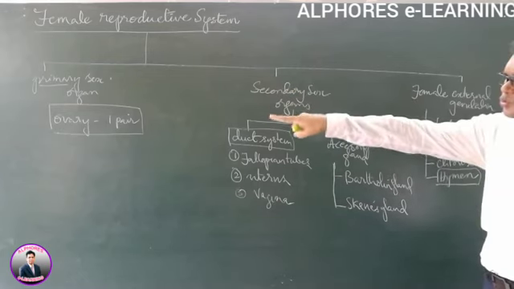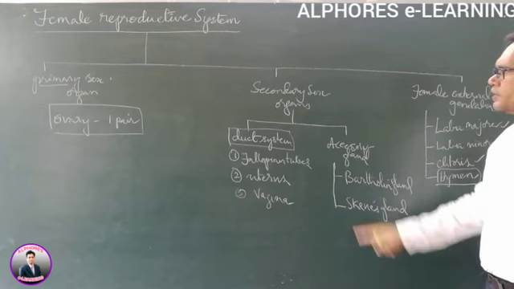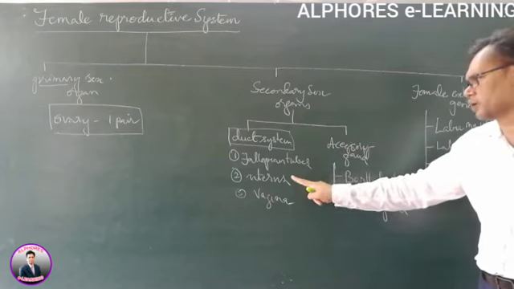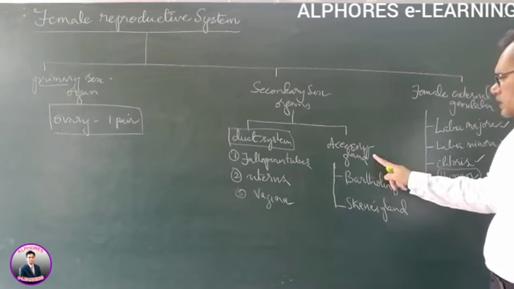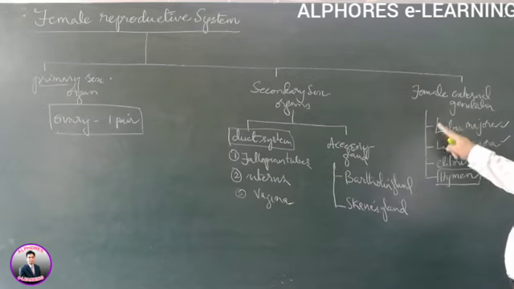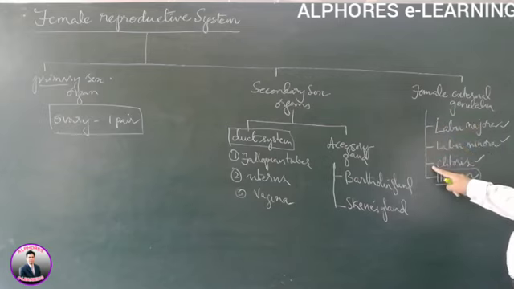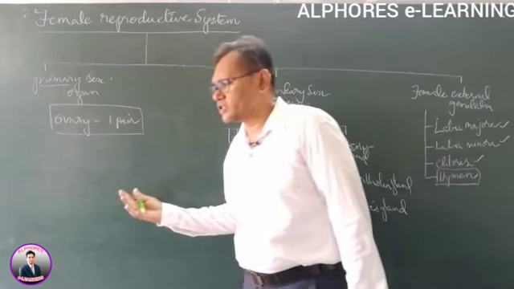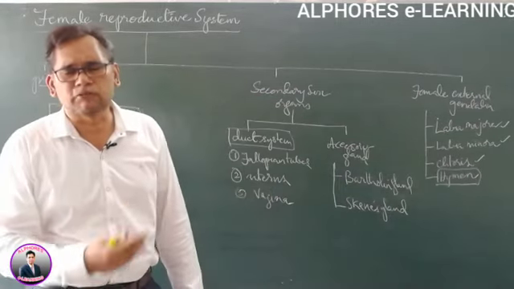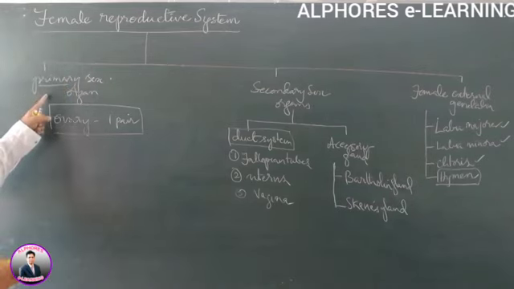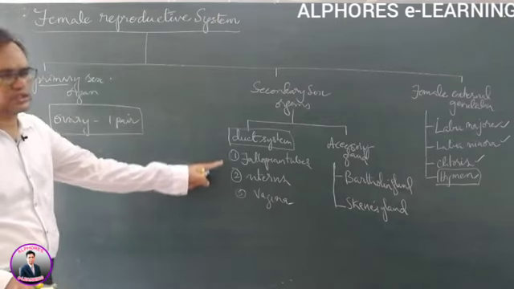Primary sex organs: ovary, one pair. Secondary sex organs: duct system and accessory glands. The duct system consists of fallopian tubes, uterus, vagina. Accessory glands consist of Bartholin glands and Skene's glands. Female external genitalia: labia majora, labia minora, as well as clitoris. Now we will discuss first the ovary. This is a primary sex organ along with the duct system.